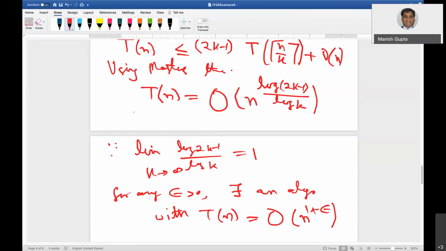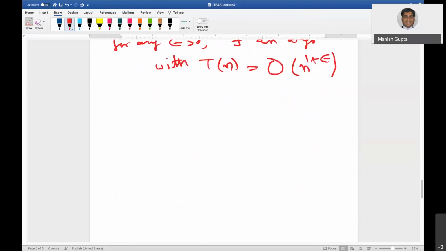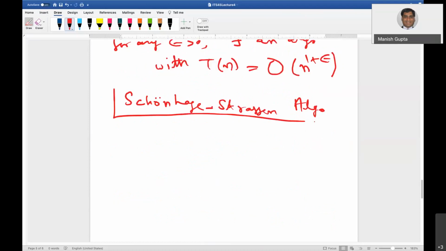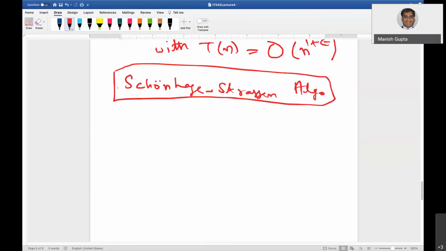Now I would like to give you a brief idea of the next algorithm before we proceed into the key idea. The next algorithm, which is for multiplication, is by two German mathematicians, and I think this algorithm is widely used in computer science for many calculations.